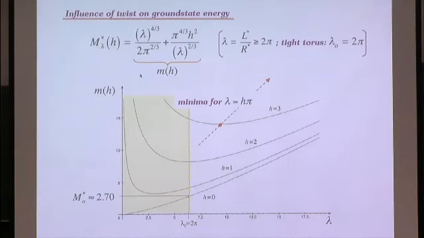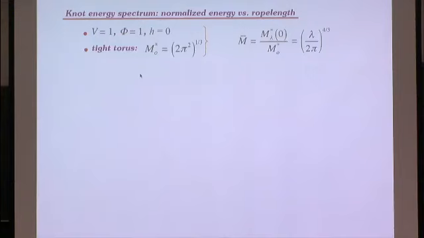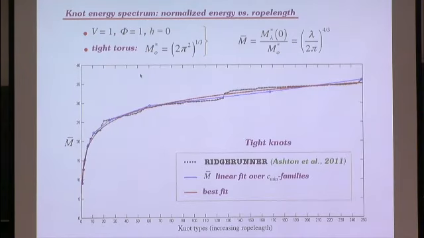Okay, and we then proceed to use data from the Ridgerunner, the Cantarella group, and so we set this equal to 0 now, H. The tight torus is given by this minimum energy configuration, and we derive this reference energy, the normalized energy, and we plot this normalized energy with respect to rope length, but now we set H equal to 0 because these are the data available so far.